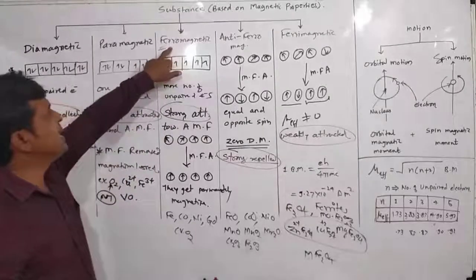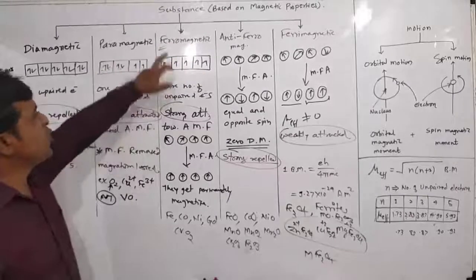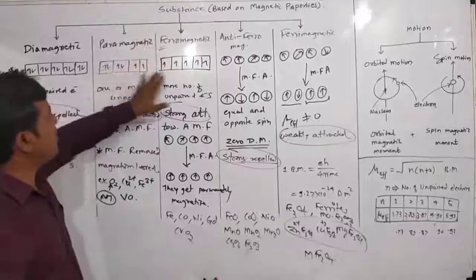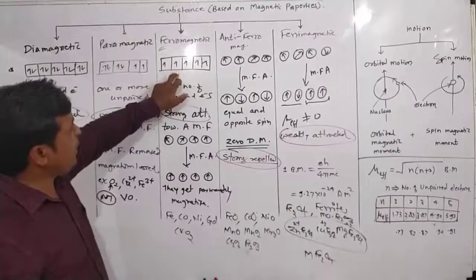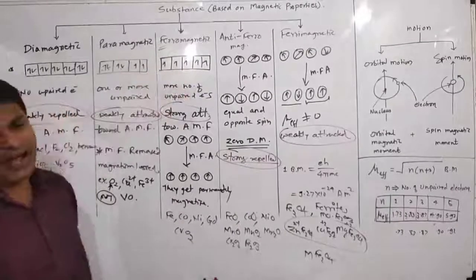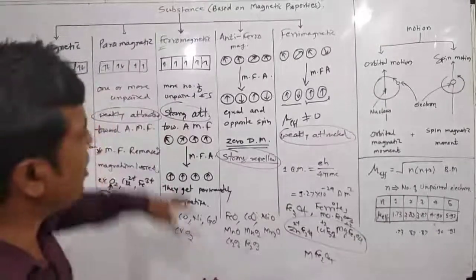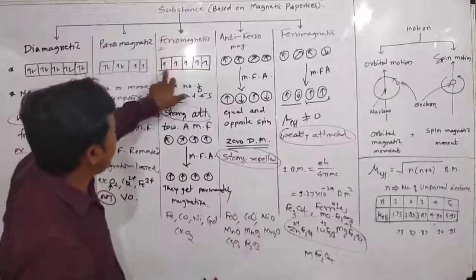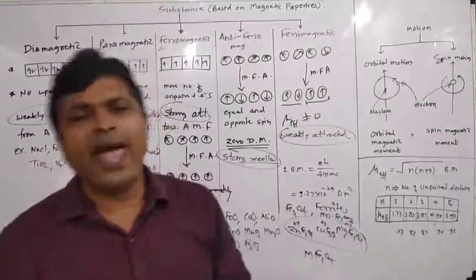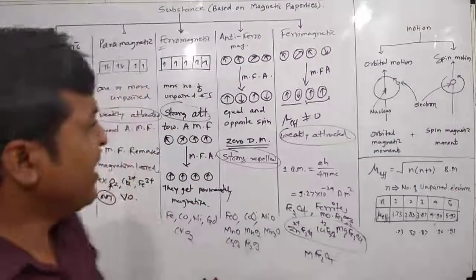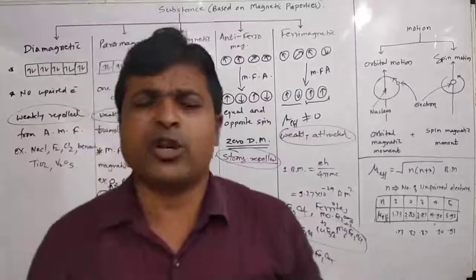Ferromagnetic substances have higher paramagnetism. So ferromagnetism and paramagnetism both involve unpaired electrons, but here the number of unpaired electrons is very high. So a higher paramagnetic substance is called a ferromagnetic substance. Okay, this is the last theoretical lecture of solid state.